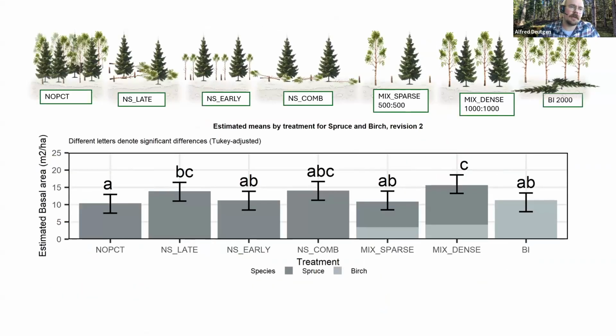So if we look at the basal area from all these treatments, we see that the mixed dense has the highest basal area, but not significantly different from the pre-commercially thinned 2 times or the ones that are late thinned. Another point here is that the mixed sparse is not significantly different from any of the fully spruce stands, which is quite interesting.